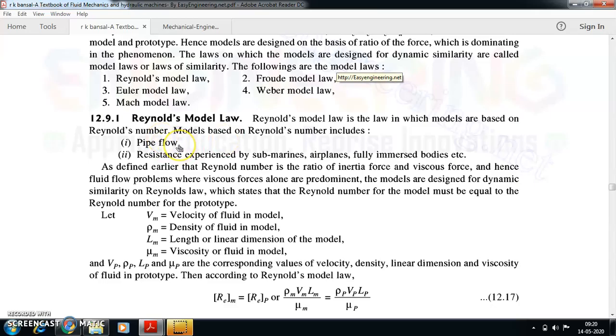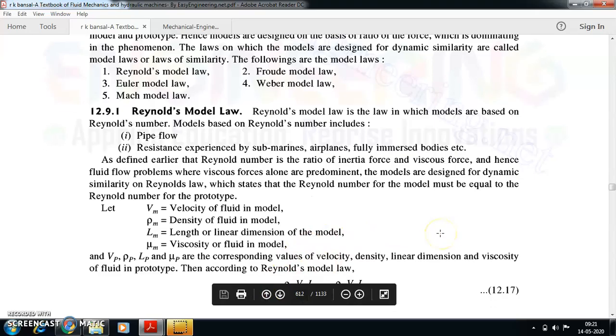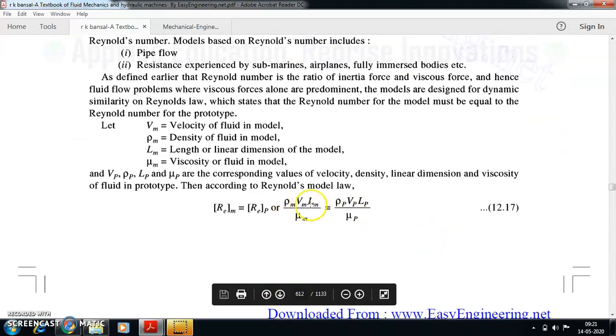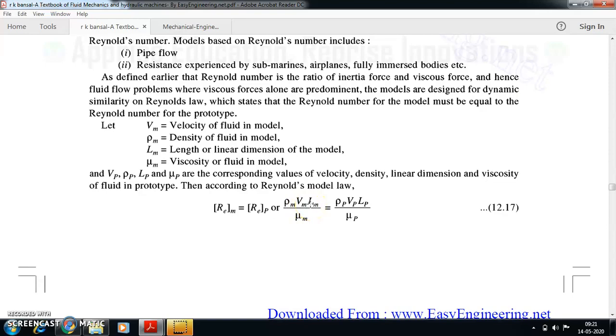Now, the Reynolds number is very predominant when the fluid is flowing through a pipe, or when there is resistance experienced by submarines, airplanes, or fully immersed bodies, etc. So in these conditions, we can use the Reynolds model law. What is the Reynolds number? It is the ratio of the inertial force to the viscous force. If you remember, the formula for the Reynolds number was density times velocity times length of flow, or the length of the pipe, divided by the dynamic viscosity. Rho V L by mu was the formula.